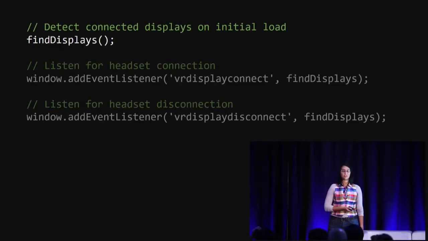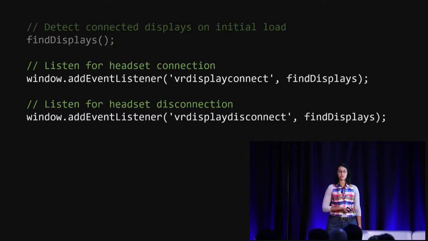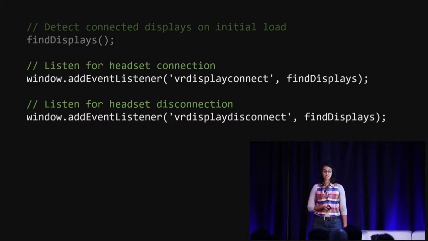When the page initially loads, it's a good time to go ahead and call this function. But remember, since on desktop systems, headsets can be connected and disconnected, you'll also want to register for the VR Display Connect and VR Display Disconnect events. These events are actually passed the VR display object that was connected or disconnected, but for simplicity's sake here, we're just going to use the same function.